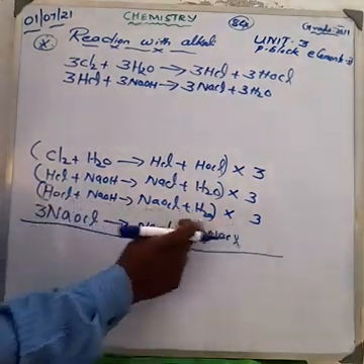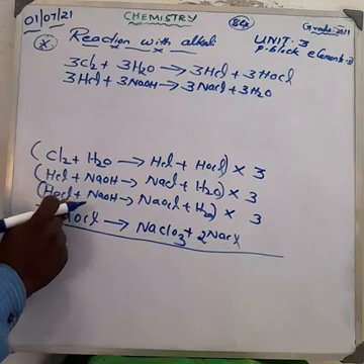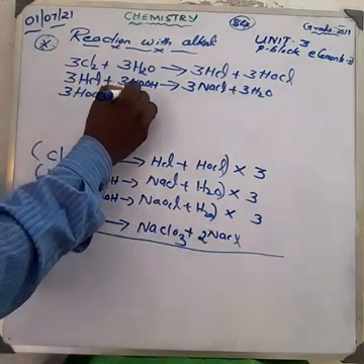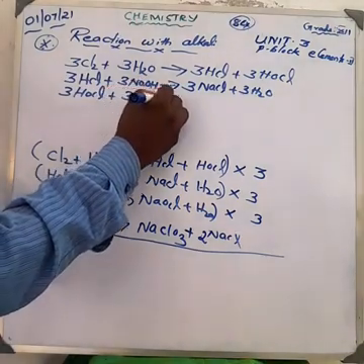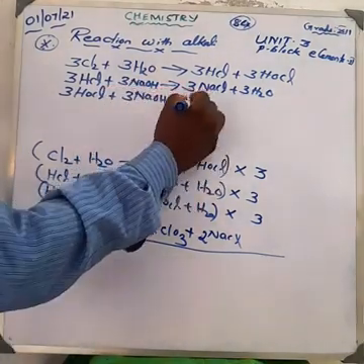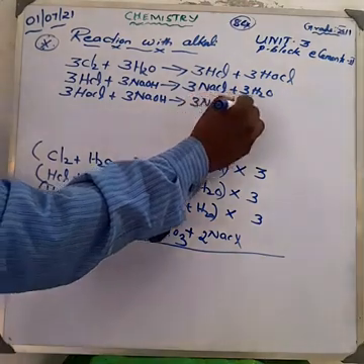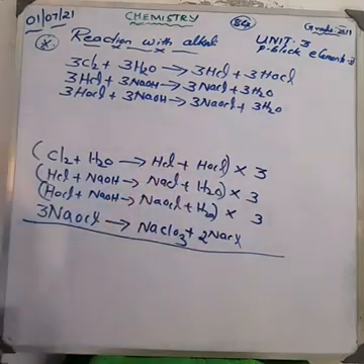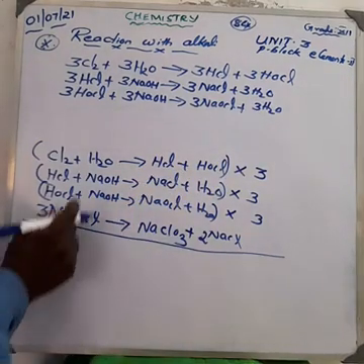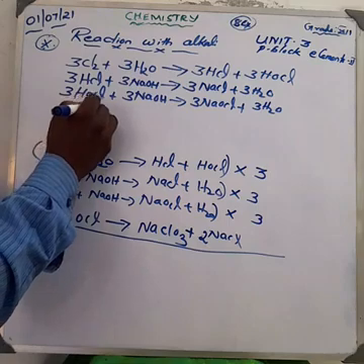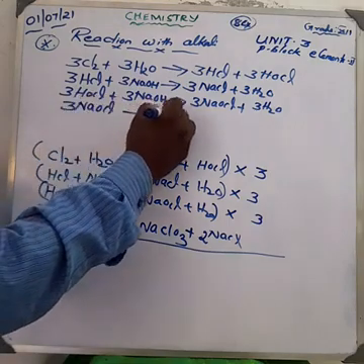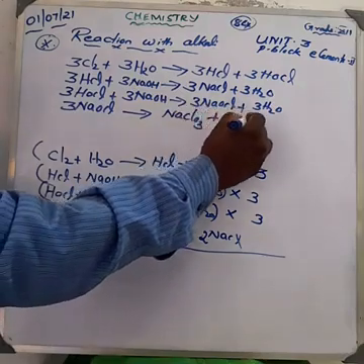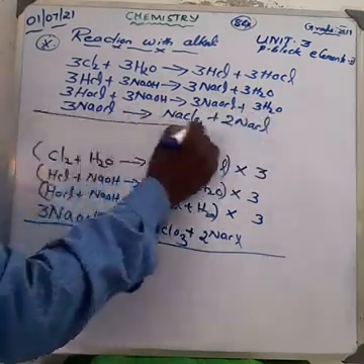Next come to the third reaction. What's the third reaction? How to multiply it by 3? 3HOCl plus 3NaOH gives 3NaOCl plus 3H2O. So the fourth reaction, as you write here, 3NaOCl gives NaClO3 plus 2NaCl, right?